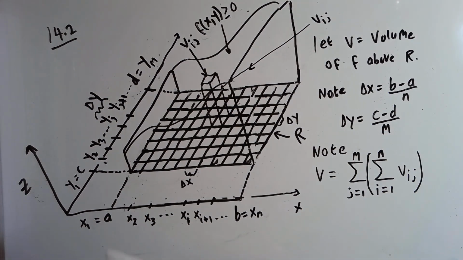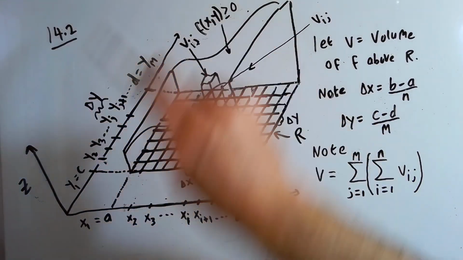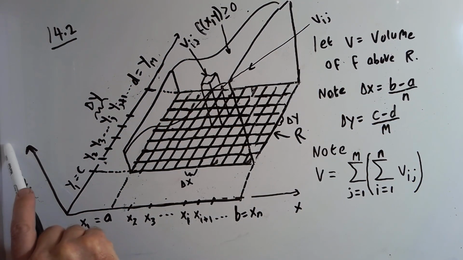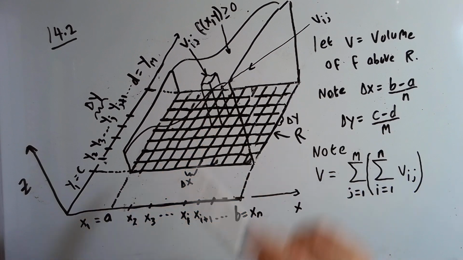So my rectangular region is from A to B on the X. This is the X-axis here. From C to D on the Y. This is my Y here. That's my Z up that way. Okay, so I've divided the rectangle into smaller little rectangles, as you can see in here.